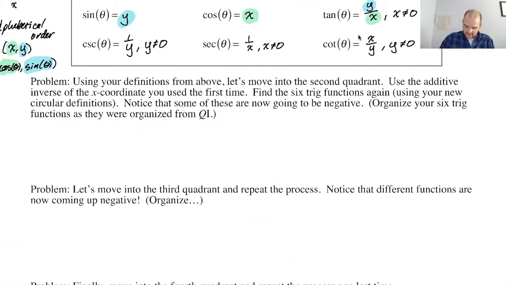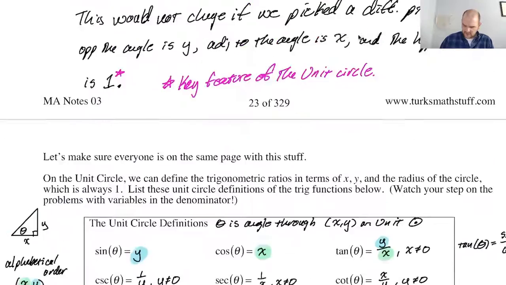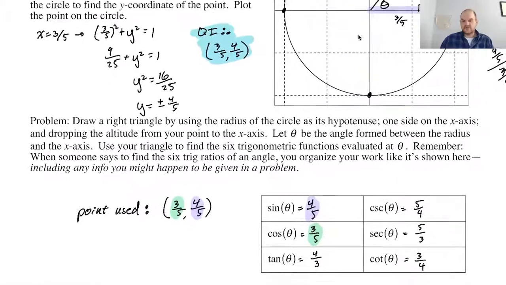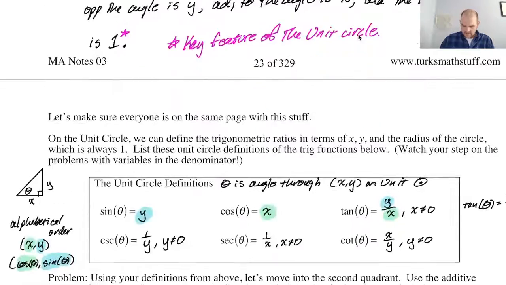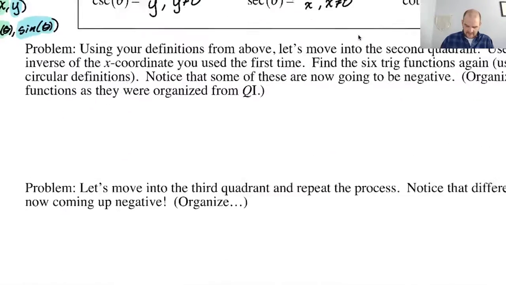All right, let's see. Using your definitions from above, let's move into the second quadrant. Use the additive inverse of the x-coordinate used the first time. So I think the first time we used 3/5. Yeah, we used 3/5. The additive inverse of that is the number you add to it to get 0, negative 3/5. So we want to move into the second quadrant.